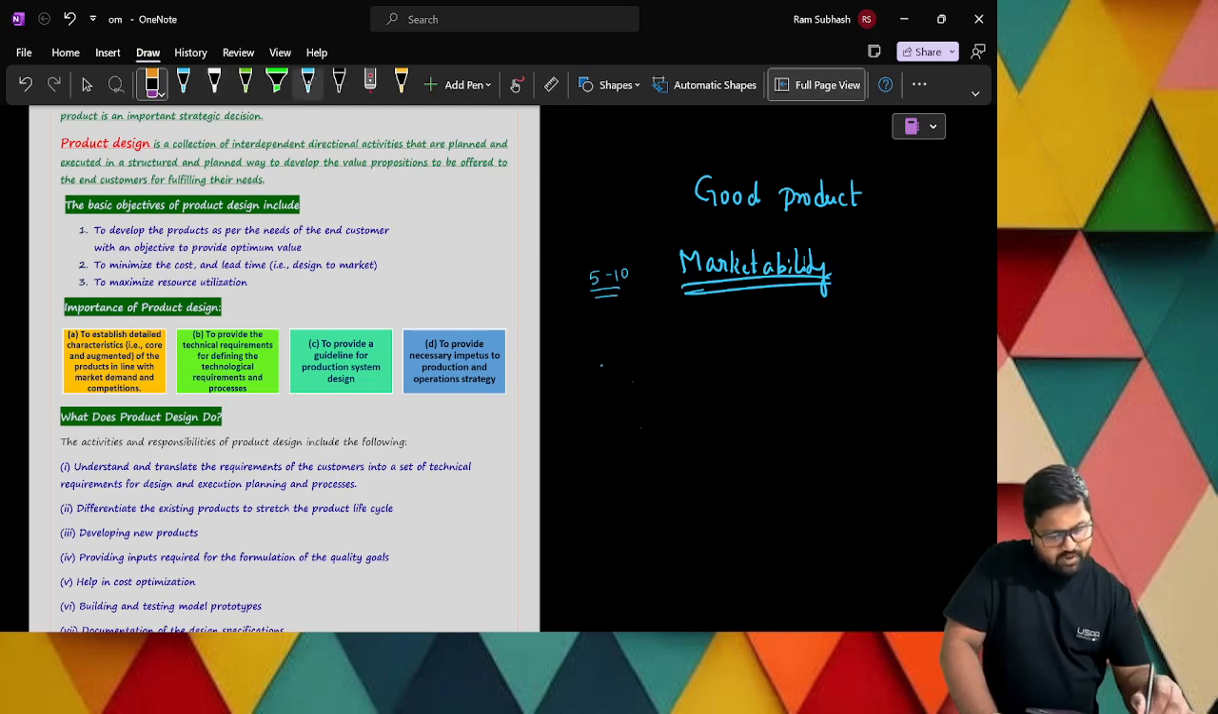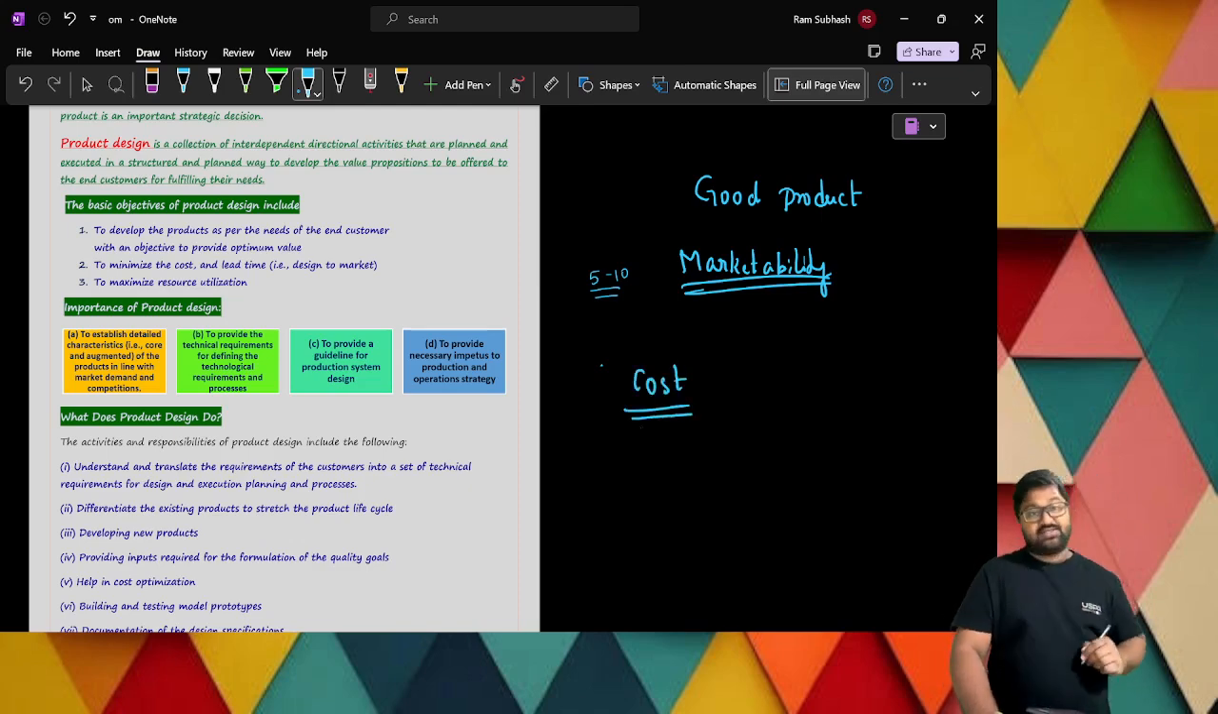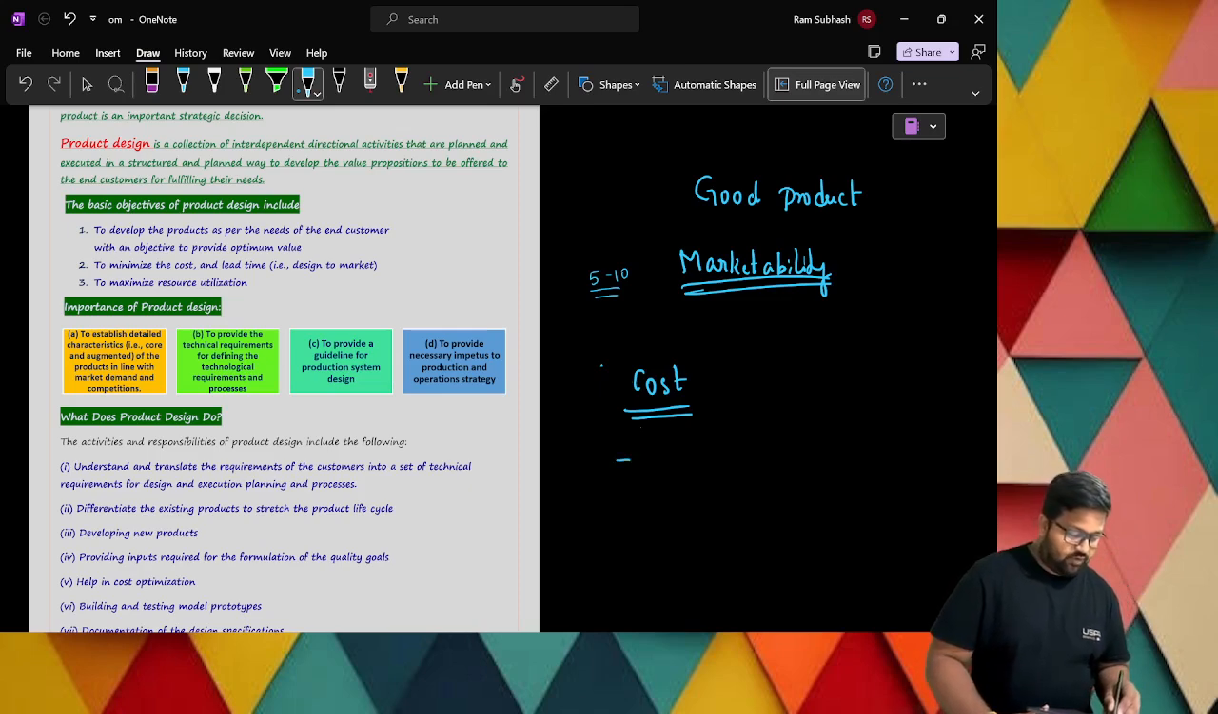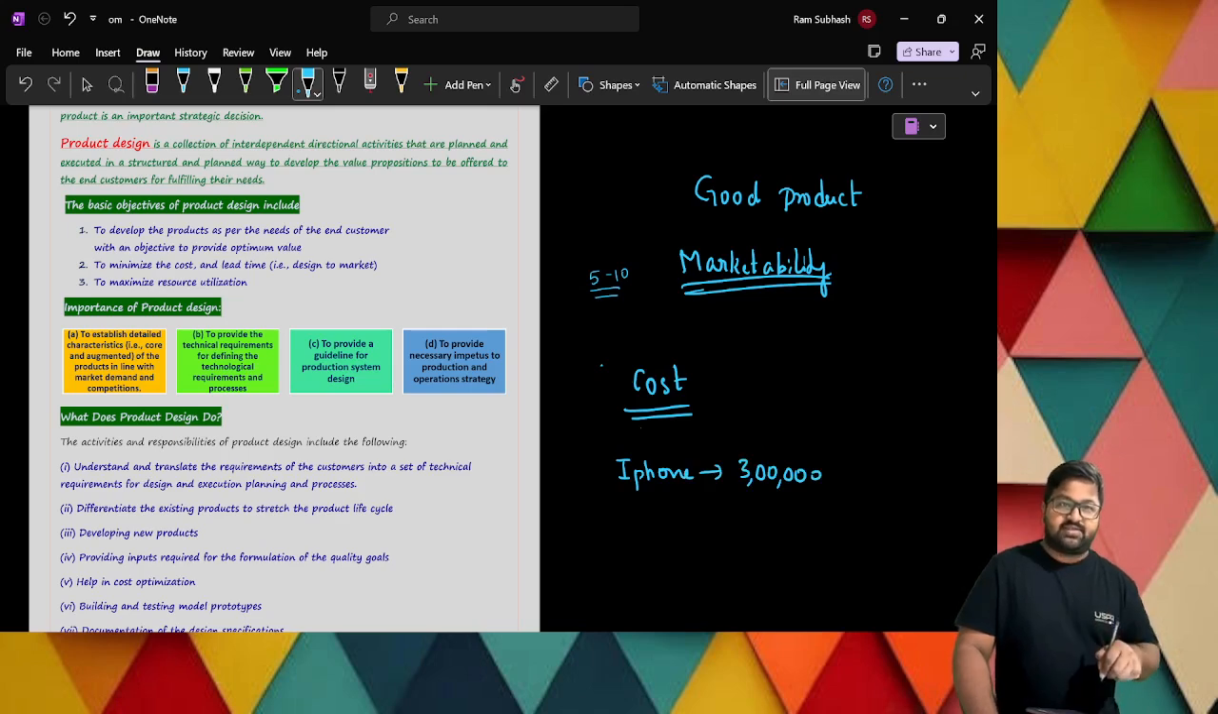What is the other feature? The other feature is cost. What is the cost from the point of view of the buyer? Suppose I am having a thought to buy an iPhone, and let us assume the price of an iPhone is 3 lakhs. If it is 3 lakhs, will I buy that? I can buy a bike with it.